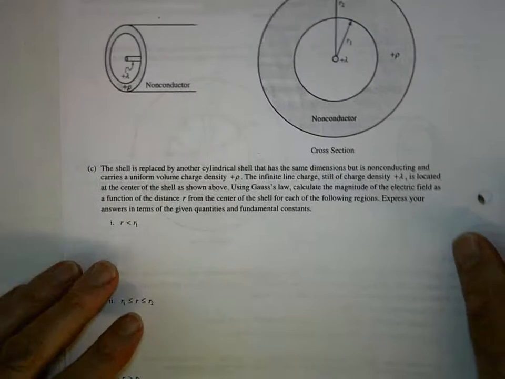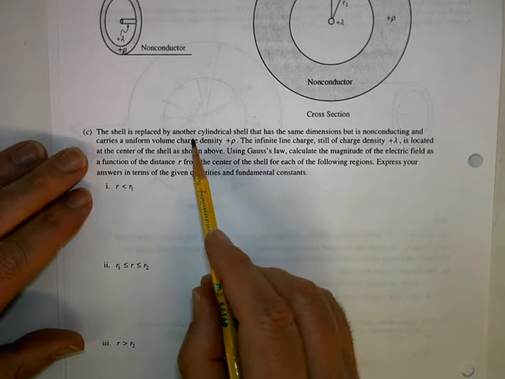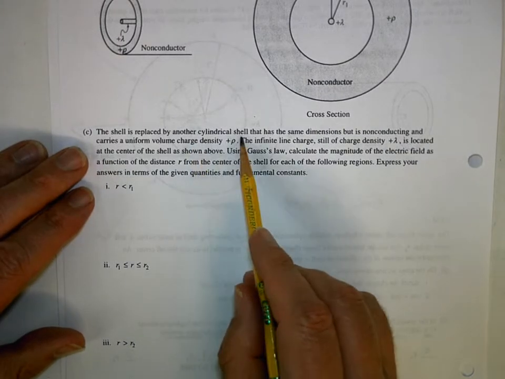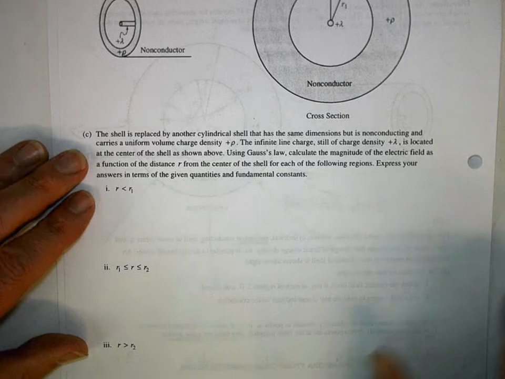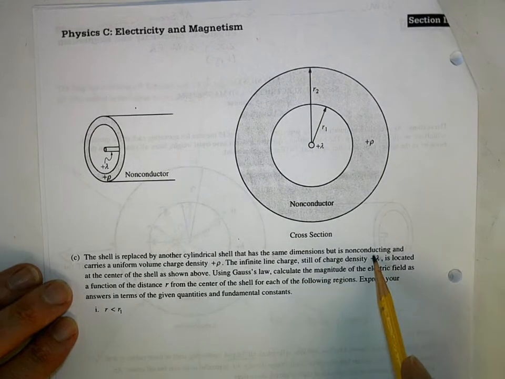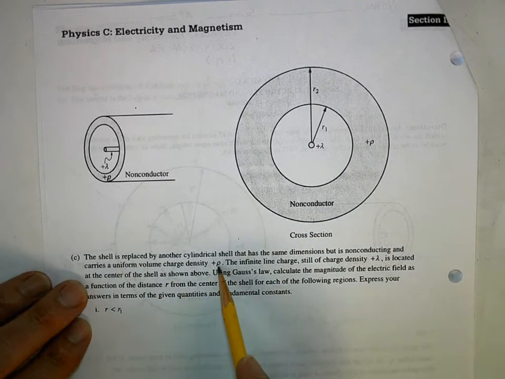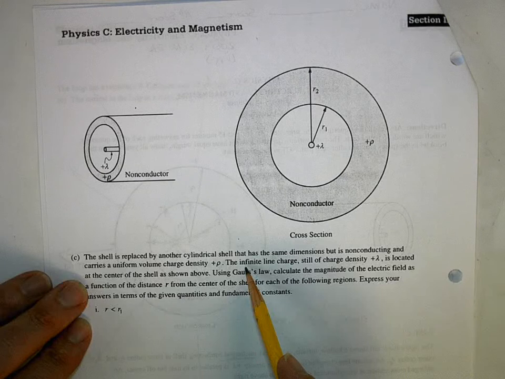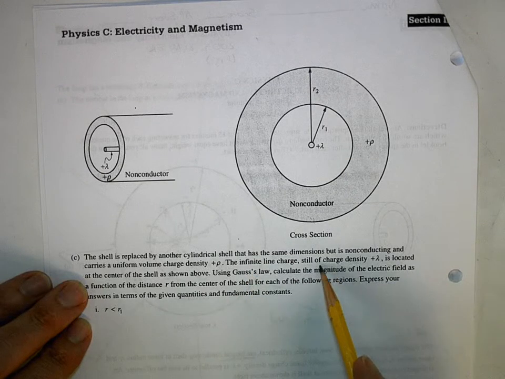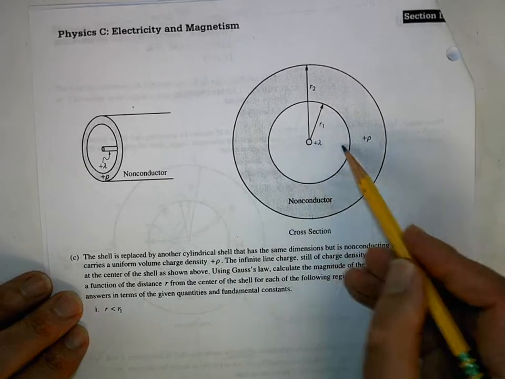Okay, now let's go to the next page. It says the shell is replaced by another cylindrical shell that has the same dimension. It's down here so you can see it. But it is non-conducting. So now we have a non-conductor that carries a uniform charge density of rho. The infinite line charge, still of density lambda, is located at the center of the shell. So now we've moved it to the center.